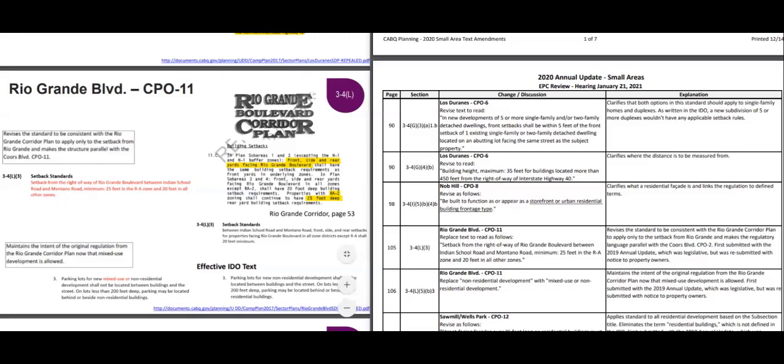And what this does is this applies the standard to all residential development based on the subsection title. It eliminates the term residential buildings because that's not a defined term in the IDO. We have residential development, residential uses, and residential zones, but not a defined term for residential buildings. This was also first submitted in 2019, but then resubmitted to provide property owner individual mailed notice.